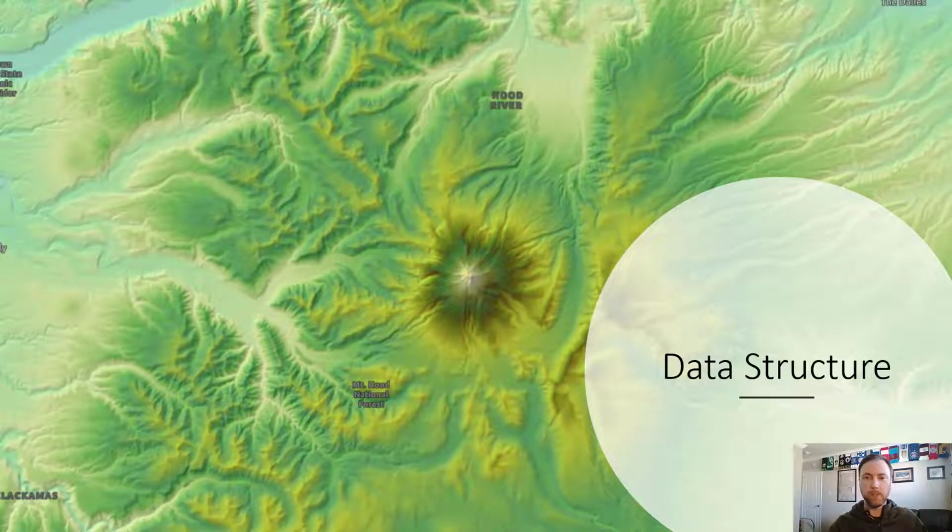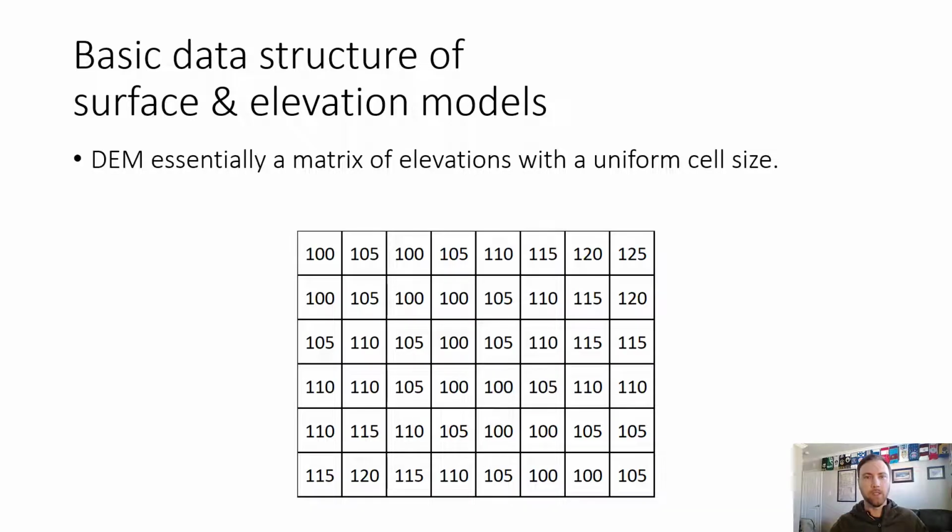All right, so what is the structure of these data? Well, this should be somewhat familiar to you. It's raster data, right? We've spent this whole semester talking about raster data, and DEM and DSM are no different. So a DEM is essentially a matrix of elevations with a uniform cell size. It can obviously be elevation above sea level, which is what it typically is, but it could be something else. It could be elevation below sea level as well.